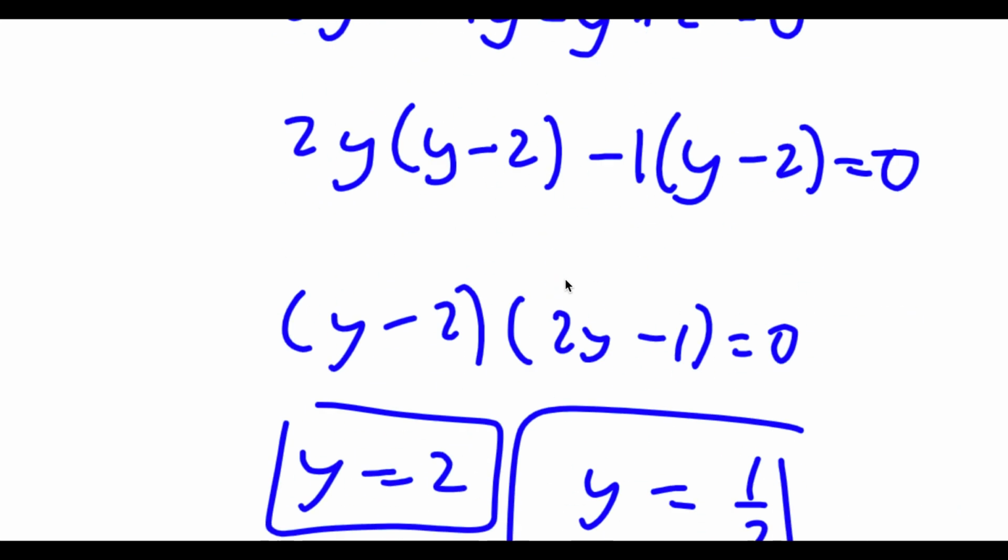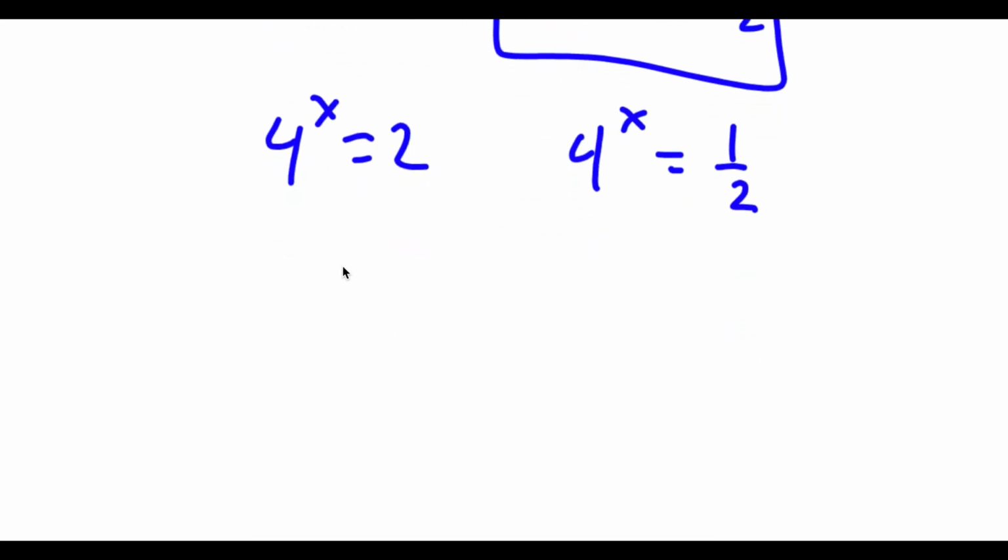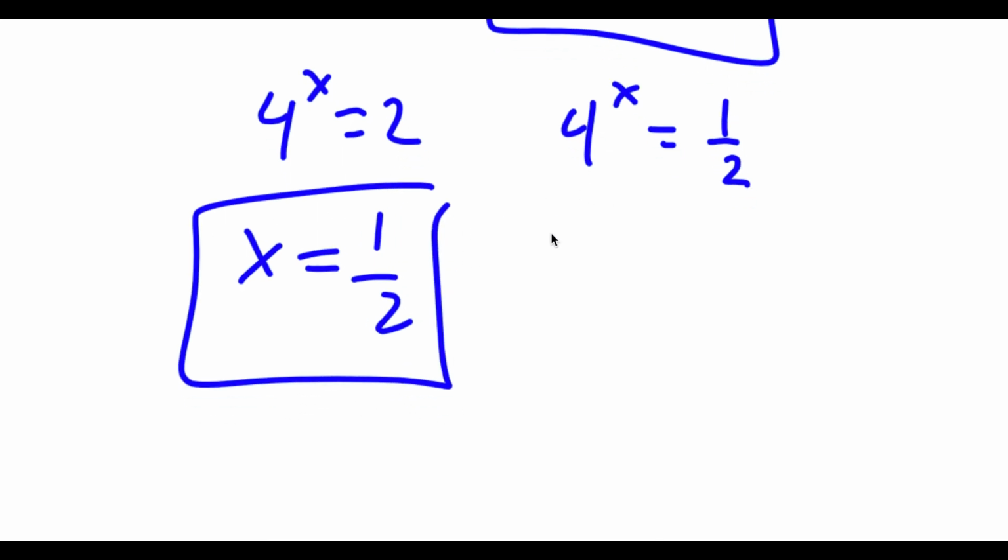Now remember how we let 4 to the power of x equal to y. So I have 4 to the power of x is equal to 2, and I have 4 to the power of x is equal to 1/2. So for 4 to the power of x equals 2, x is equal to 1/2. So this is one solution of x.